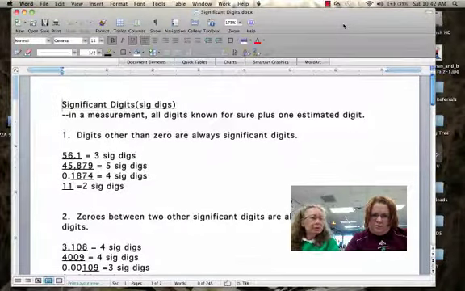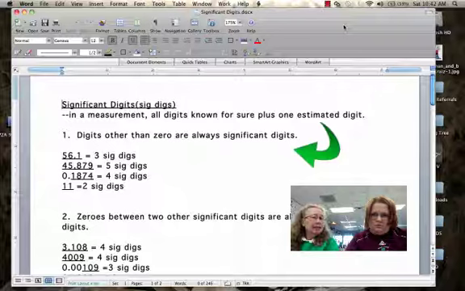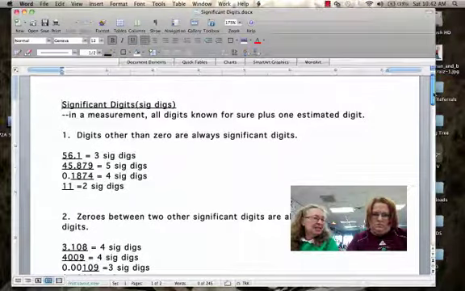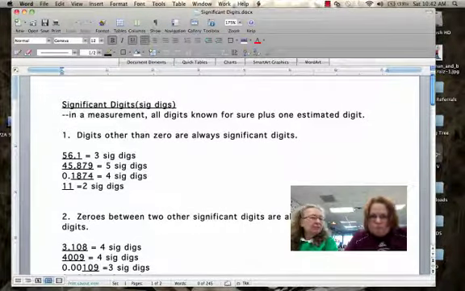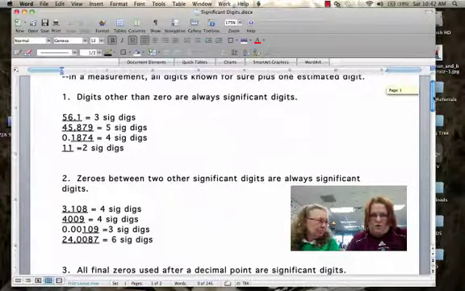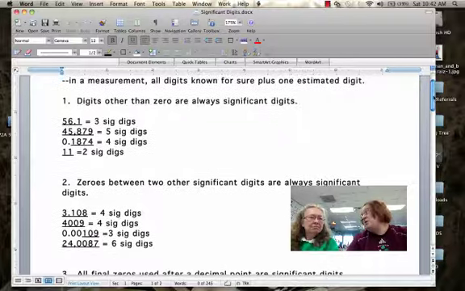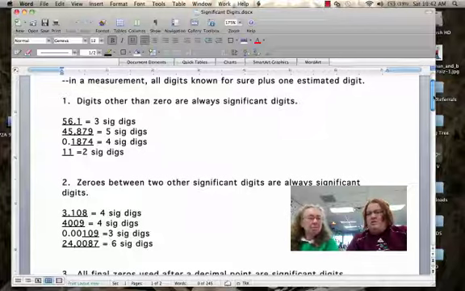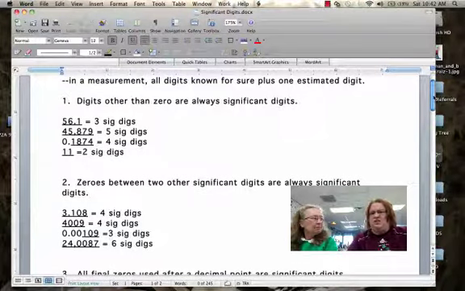The first rule says that any digits that are not 0 are always significant. So 56.1 has 3 Sig Digs, 45.879 has 5, and so on. The number 11 would have 2 Sig Digs, as long as it's a measurement like centimeters, but not if it's like students. And we just don't talk about Sig Digs with counting numbers. No.